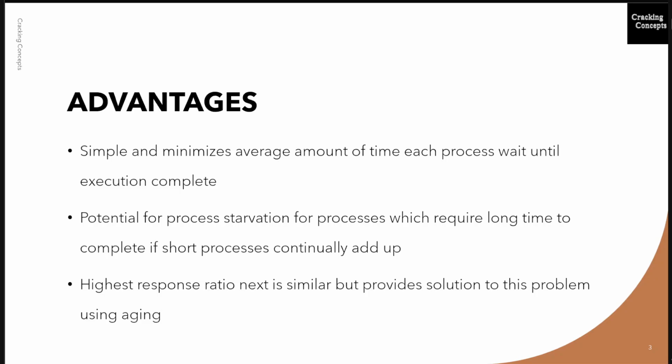Shortest job next is advantageous because of its simplicity and because it minimizes the average amount of time each process has to wait until its execution is complete. However, it has the potential for process starvation for processes which will require a long time to complete if short processes are continually added. High response ratio next is similar but provides a solution to this problem using a technique called aging.